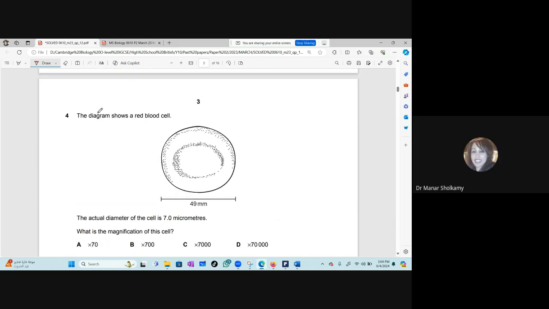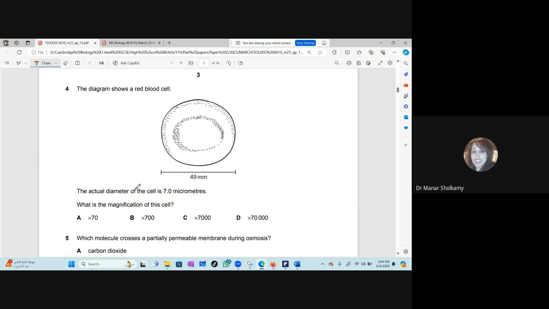Good girl. The diagram shows a red blood cell, and the actual diameter of the cell is 7 micrometers. Here, there is a line with 49 millimeters. What is the magnification of this cell? Now, how do we do it? Image over actual diameter. Yes, I over A, M. They want the magnification, so they want I over A. What is I? Image over actual.